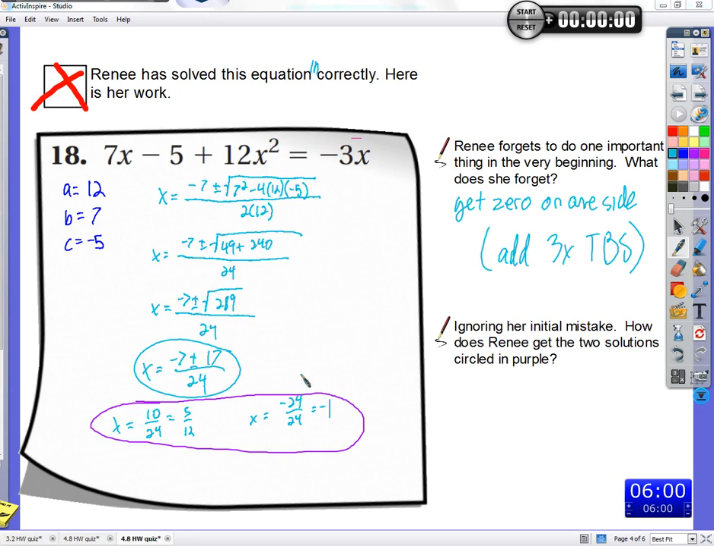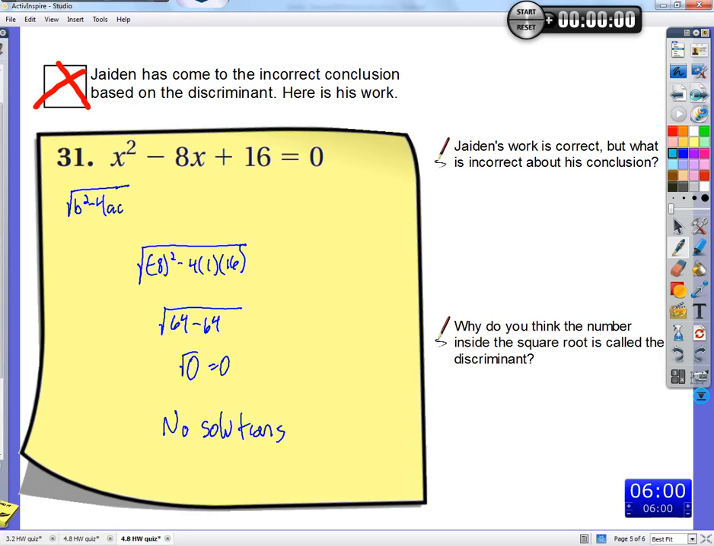This is kind of a tough one. When you get a nice answer like negative 1, it kind of feels like you did something right, doesn't it? But she forgot about that adding 3x. So the two solutions, the plus and minus, are the things that give you the two solutions. The plus minus is not one number that is weird and positive and negative at the same time. It's two numbers, a positive 17 and a negative 17. Okay. So Jaden actually has done his work correctly, but come to the wrong solution.